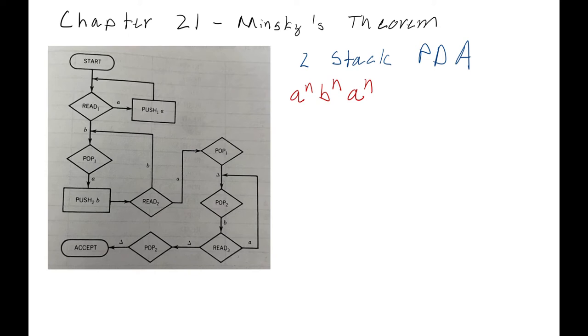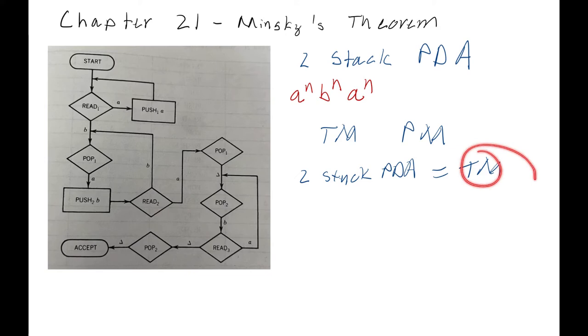So what does this mean with our Turing machines that we have and our post machines? Well, a two-stack push-down automata is basically the same power as a Turing machine. Everything we can define with the Turing machine can be defined with the two-stack push-down automata, and everything we can define with a two-stack push-down automata, we can define with the Turing machine. So how are we going to prove that?